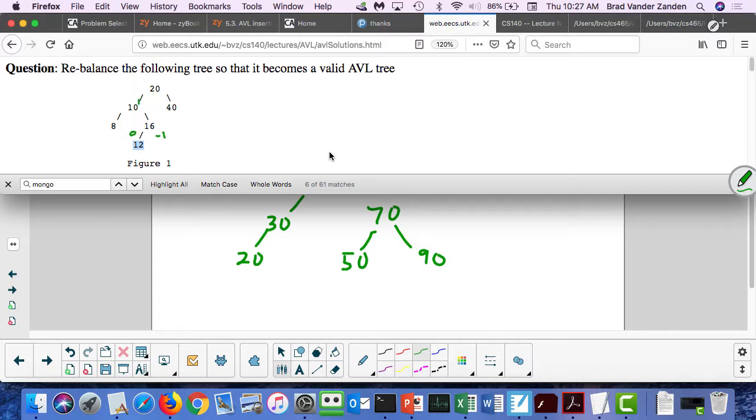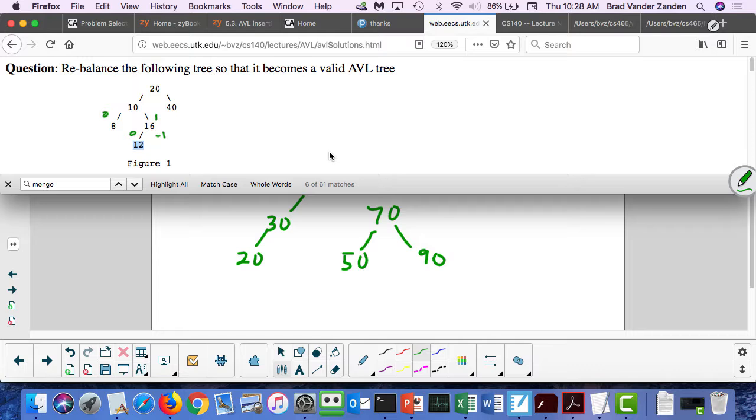Well, the height of 16 is 1. The height of 8 is 0. There's only a difference of 1 there, so we're still okay. Now we go to 10. The height of 10 is 2. The height of 40 is 0, and there is a problem. The heights differ by more than 2. So the imbalance is about 20.